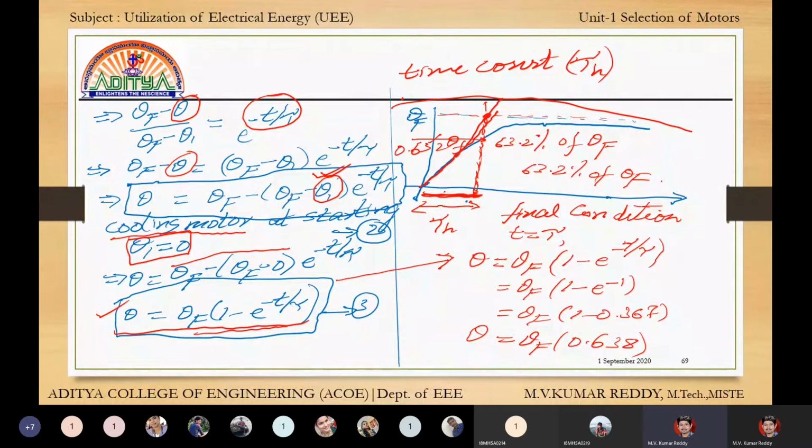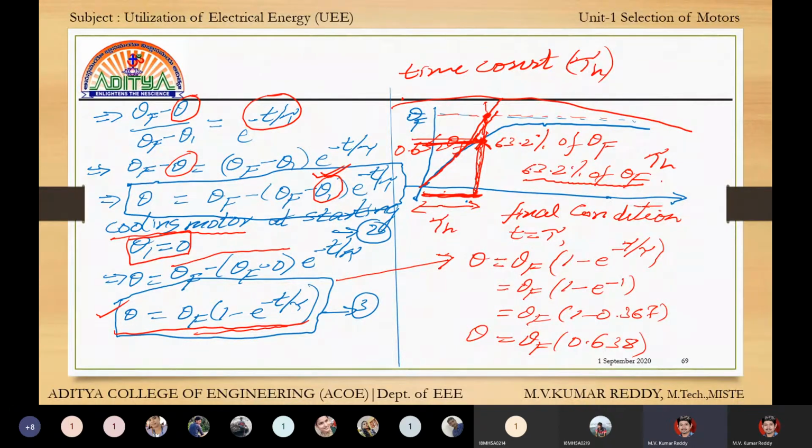The theta value is where this straight line cuts the curve at some point, and this point gives the value of 63.2% of its final value. That means the time taken by the motor to reach 63.2% of its final value is called the time constant tau h.